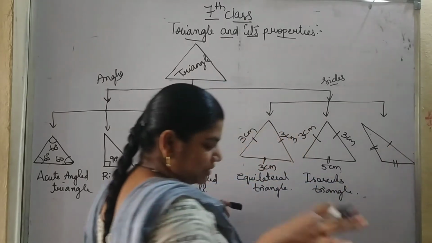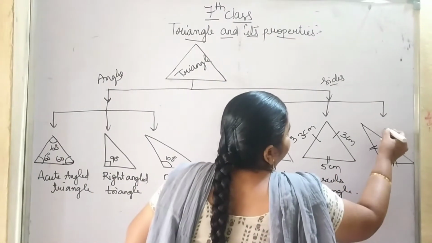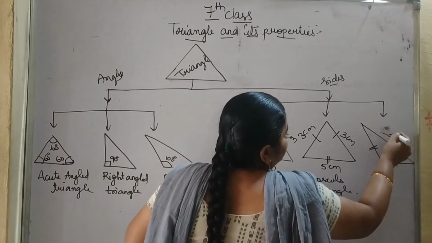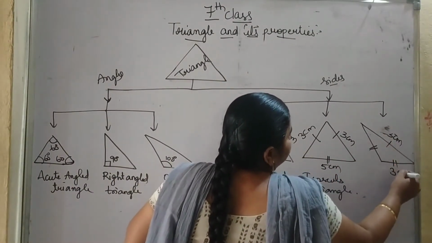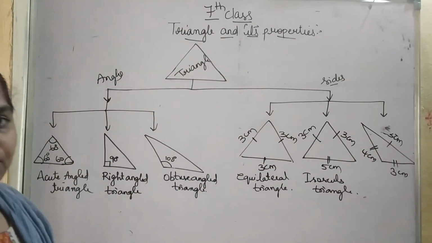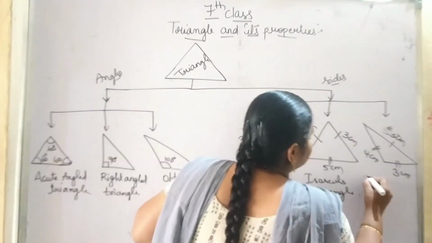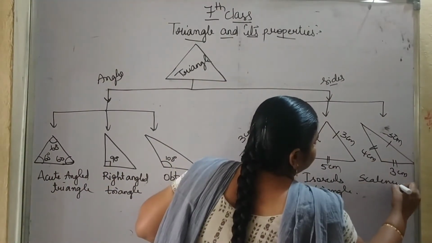If all the three sides are different, we will call it a scalene triangle. Suppose I am taking 5 centimeters, 3 centimeters, and this is 4 centimeters. So all the sides are different. The measurement of all sides is different. We will call it a scalene triangle.